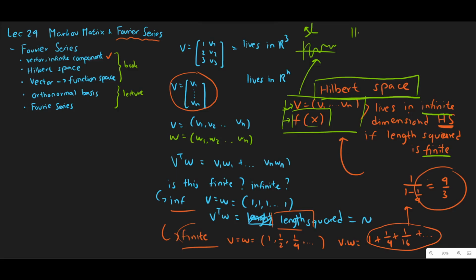So for a vector, our vector length squared is v times v, which is v1 squared plus v2 squared until vn squared. And now we can also do the same thing. So we can compute the length squared of that function. See? But the notation changed, so pay attention to the notation here.